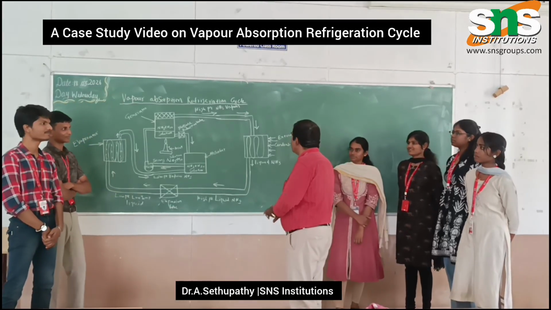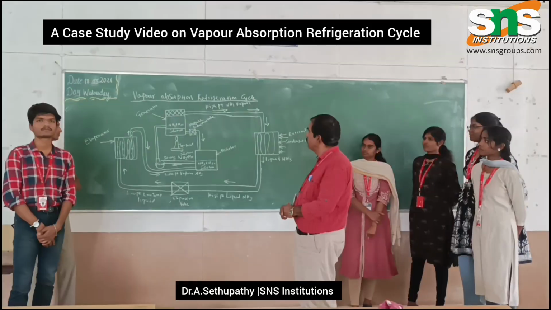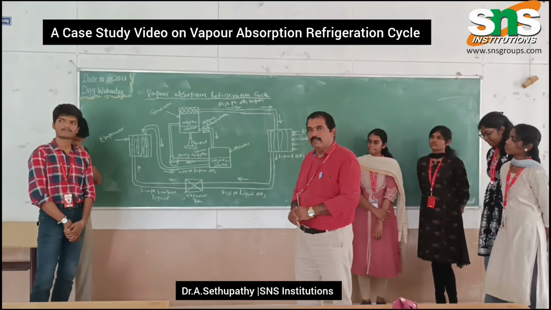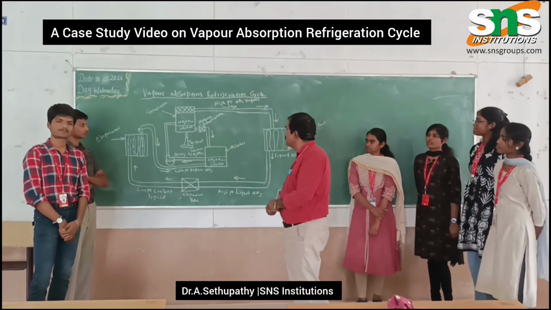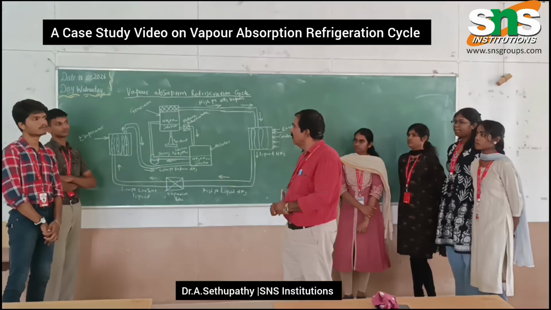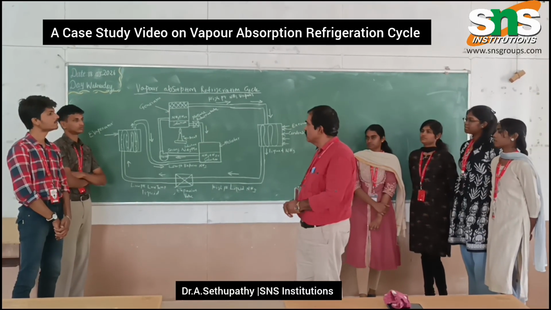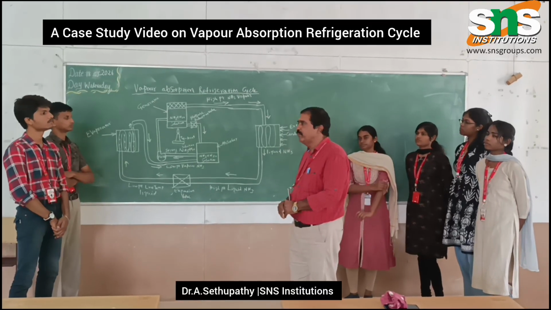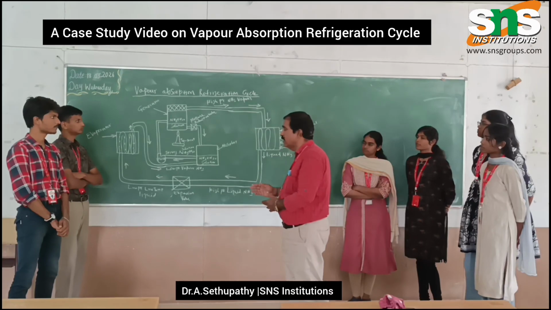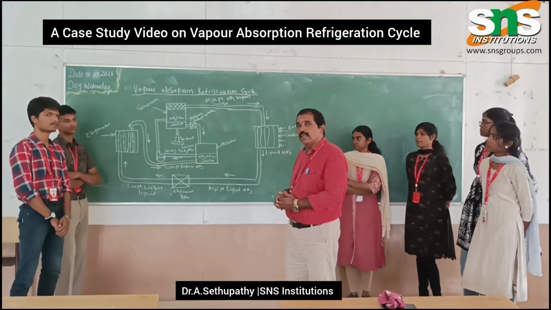Good morning, students. Today we are going to discuss the vapor absorption refrigeration cycle. This is very rarely used in refrigeration. Most of this refrigeration cycle is used in big areas like shopping malls or theaters in air conditioning systems. It is not used in refrigerators. The main type used in the refrigerator is the vapor compression cycle.